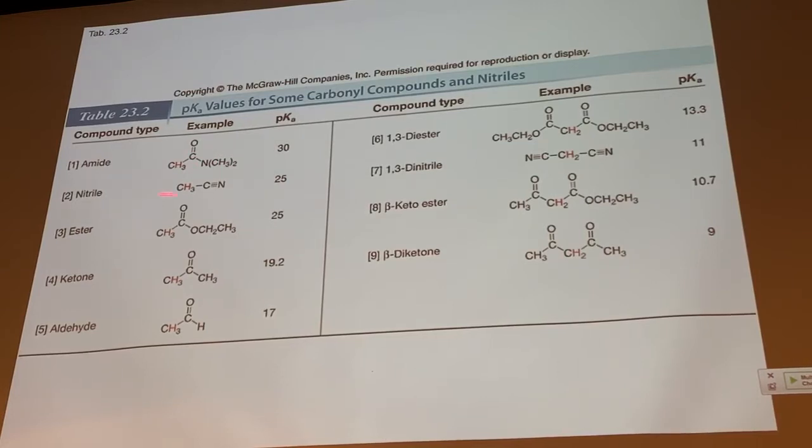All right, so nitrile and ester, we already explained why they're comparable to each other in terms of their acidities. We understand why a ketone's more acidic than an ester. This table is also telling us that an aldehyde is more acidic than a ketone. Why? Why is an aldehyde more acidic than a ketone? Think about the structures of the enolates. Yes?